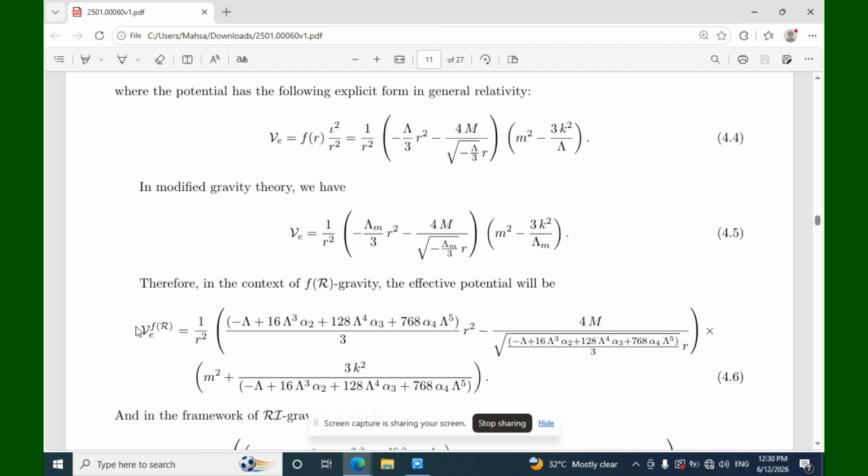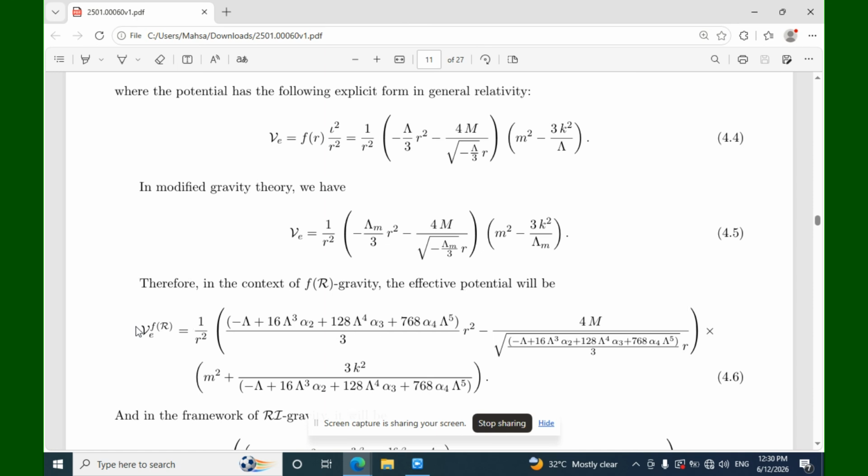In modified gravity theory, we have V is equal to 1 divided by r squared multiplied by minus im divided by 3, r squared minus 4m divided by square root minus im divided by 3r multiplied by m squared minus 3 multiplied by cos squared divided by im or 4.